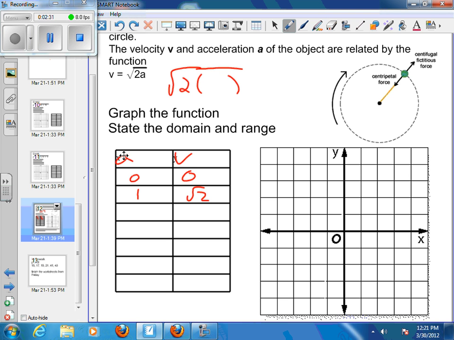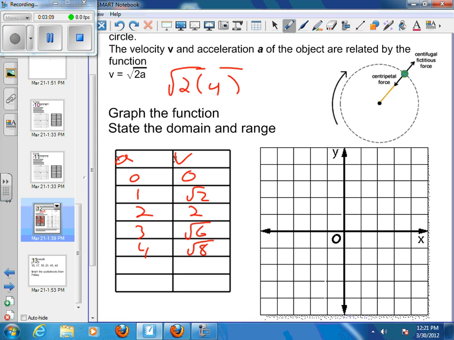If I want to fill in, say, a 2 there, then that would be 2 times 2 is 4, and square root of 4 is 2. Likewise, if I want to fill in a 3 right there, 2 times 3 is 6, square root of 6, well, we're just going to leave that the square root of 6. And I could fill in a 4 right there, so that would be 2 times 4 is 8, and the square root of 8. And again, I will just leave that the square root of 8. Then I can start plotting my points.